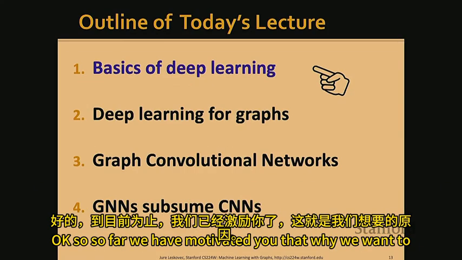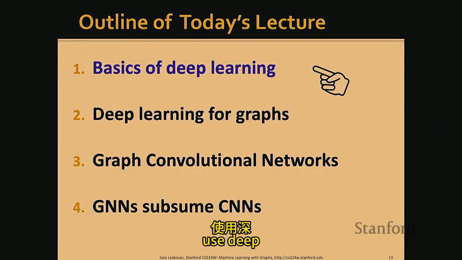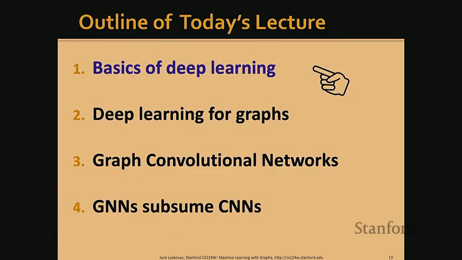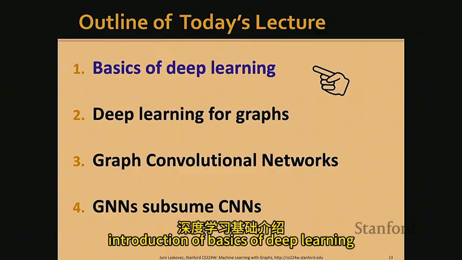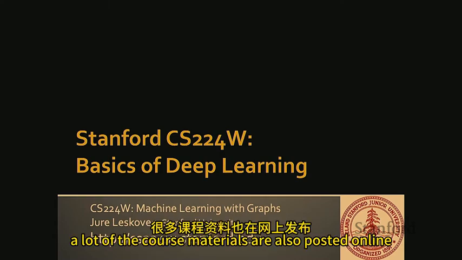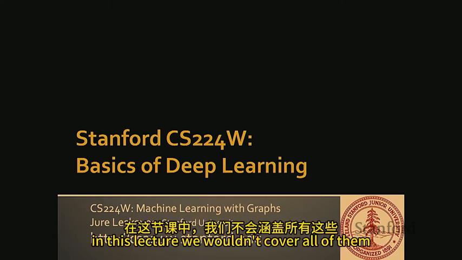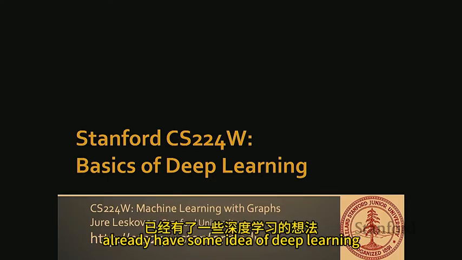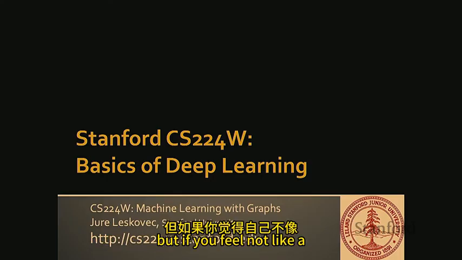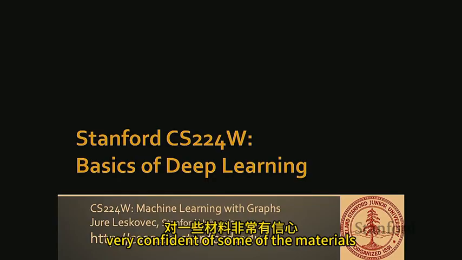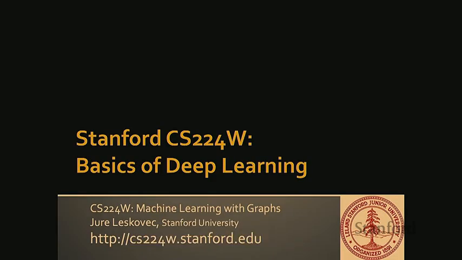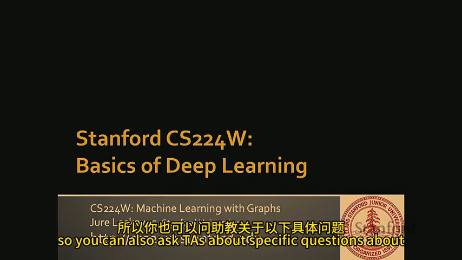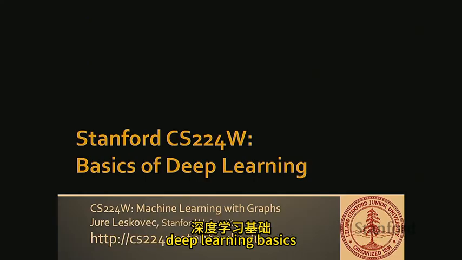Okay, so far we have motivated why we want to use deep encoders to encode graphs. We'll start with a very brief introduction to the basics of deep learning. A lot of the course materials are also posted online. In this lecture, we won't cover all of them, because we assume that most of you already have some idea of deep learning. But if you don't feel very confident about some of the materials, please take a look at the website. We also have recitations and office hours, so you can ask TAs specific questions about deep learning basics.